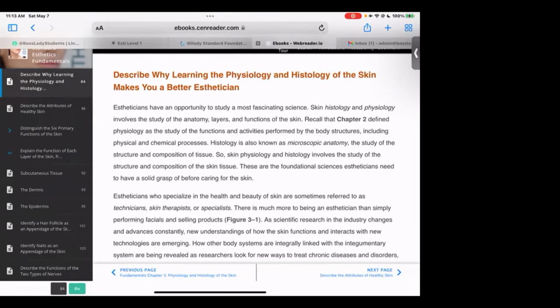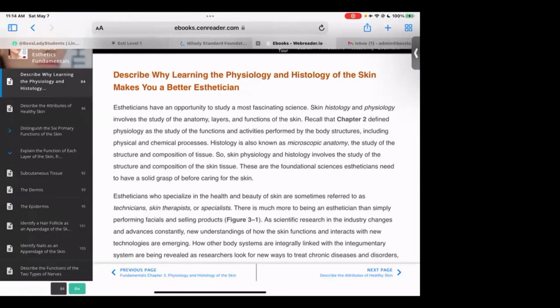So, describe why learning the physiology and histology of the skin makes you a better esthetician. Estheticians have an opportunity to study a most fascinating science. That science is skin histology and physiology. Understand that as an esthetician, you have an understanding of science when it comes to the skin. Those sciences are called skin histology and skin physiology. This involves studying the anatomy of the layers, functions of the skin.